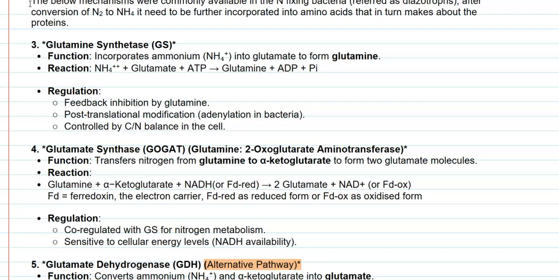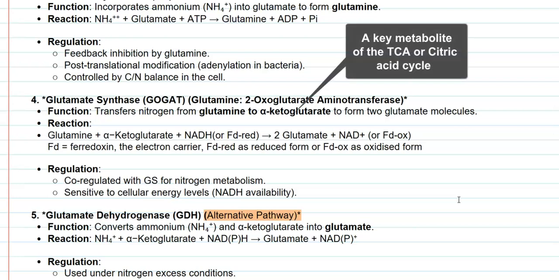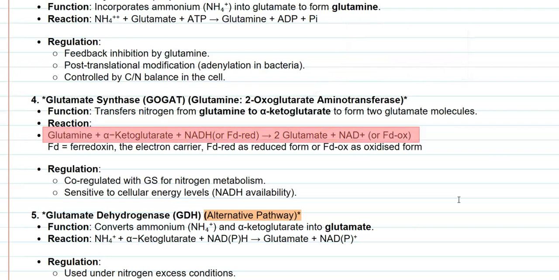The next important regulation is the control of the carbon to nitrogen balance inside the cell. The next enzyme is glutamate synthase, which is also referred to as GOGAT, or glutamine 2-oxoglutarate aminotransferase. Its main function is to transfer the nitrogen from glutamine to an alpha ketoglutarate molecule to form two glutamate molecules. The reaction has been shown here. Next, we look at how it is regulated. It is co-regulated along with the glutamine synthetase enzyme, which we have seen earlier, and it is also sensitive to the cellular energy levels, mainly the NADH available in the cells.